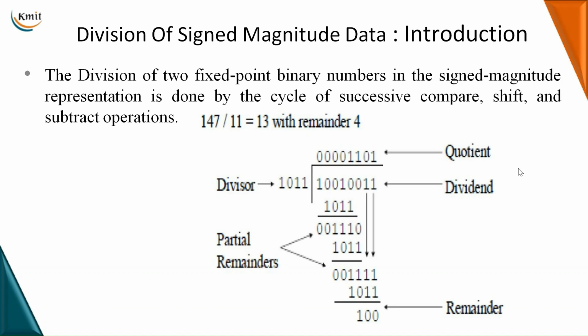Coming to the introduction, we have already discussed binary division as a part of binary arithmetic. So the division of two fixed point binary numbers in a sign magnitude representation is done by the cycle of successive compare, shift and subtract operations.